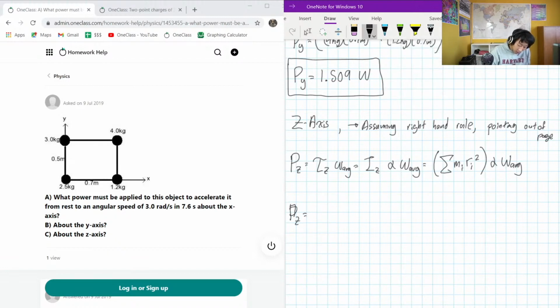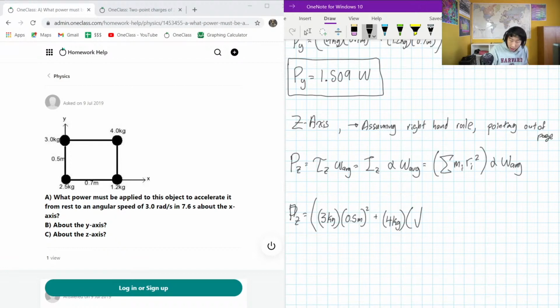Power in the z. Let's first talk about our 3 kilogram one. So that's going to be 3 kilograms multiplied by 0.5 meters squared, plus, now this one, we need to use a little bit of Pythagoras to find it, because we're looking for the distance from corner to corner, like this corner to corner type distance. That's the distance we're looking for this one. Okay, so that one is 4.0 kilograms, 4 kilograms.